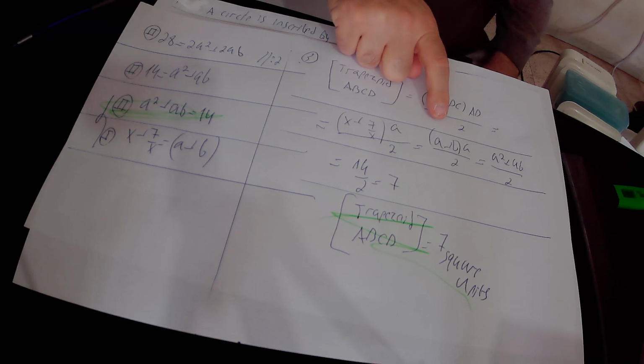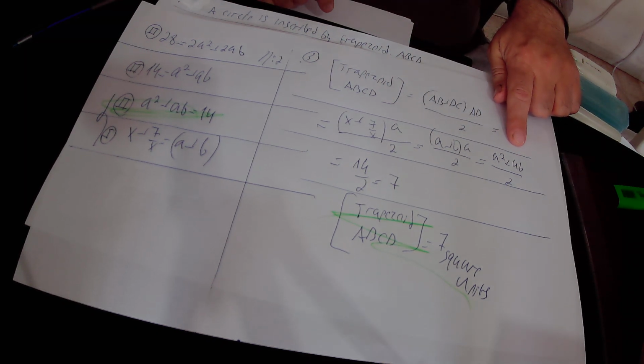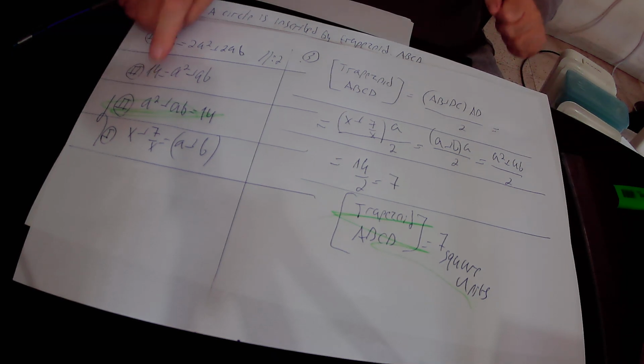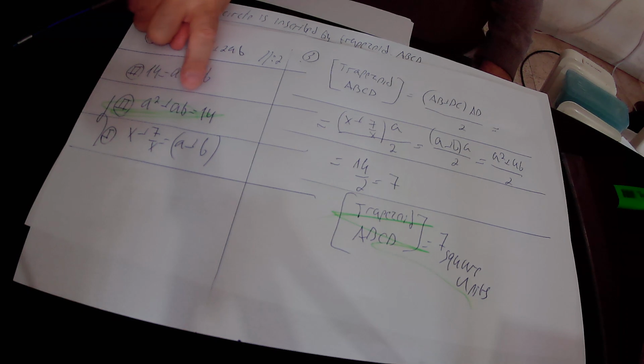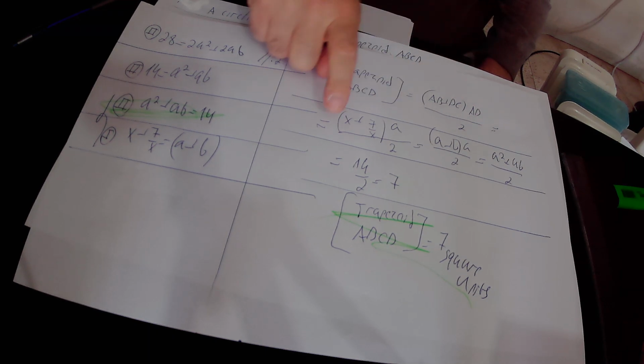Here we open the brackets of this expression and finally find out that a times a is a squared, plus ab, over 2. But a squared plus ab, according to this equation 2, equals 14. Therefore, we can substitute a squared plus ab by 14. According to equation 2, we did it. So a squared plus ab is 14.